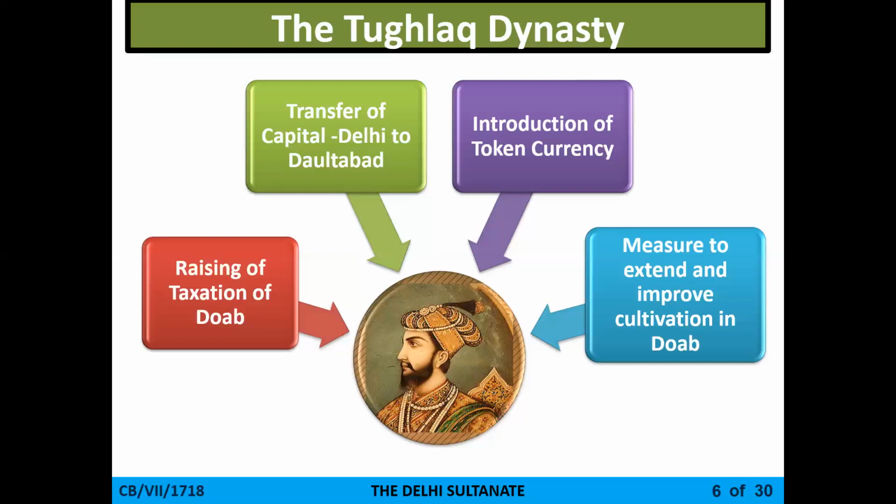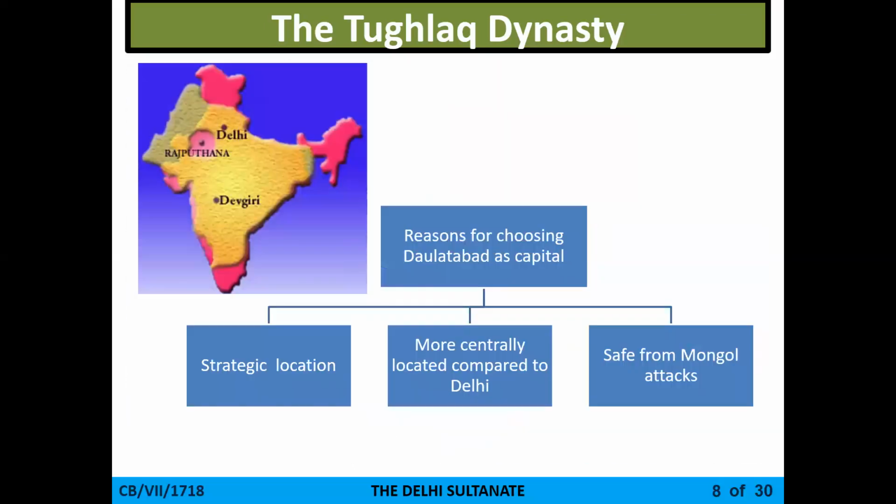Now let us see his next administrative measure, which was the transfer of his capital from Delhi to Daulatabad. Now, why did he think of transferring the capital? What were the reasons behind that? You can see that Devgiri is more centrally located. The first reason for shifting the capital was the strategic location of Devgiri. He thought that as it is located more centrally, it was safe from other foreign invasions.